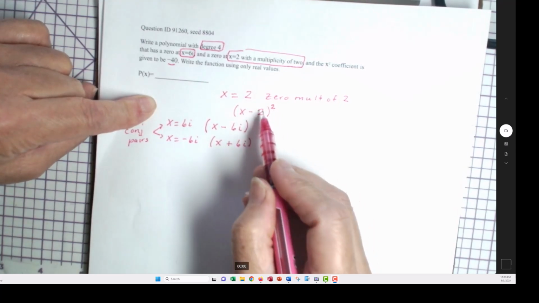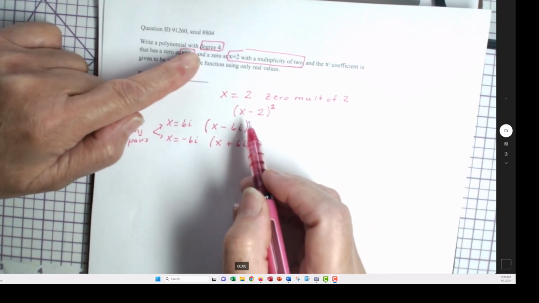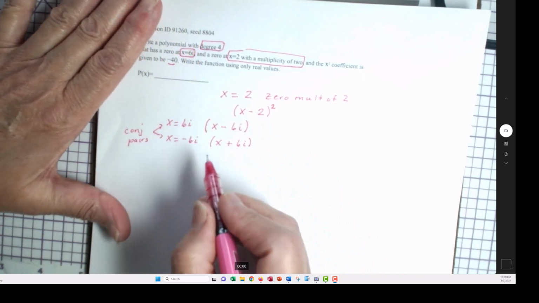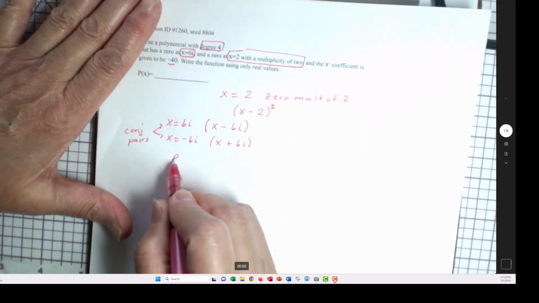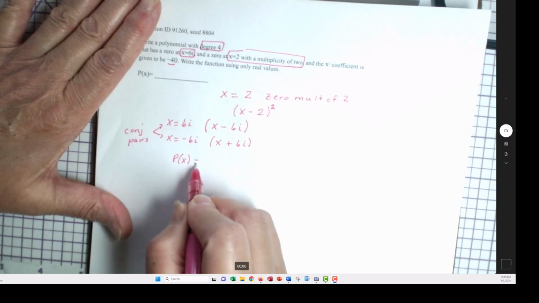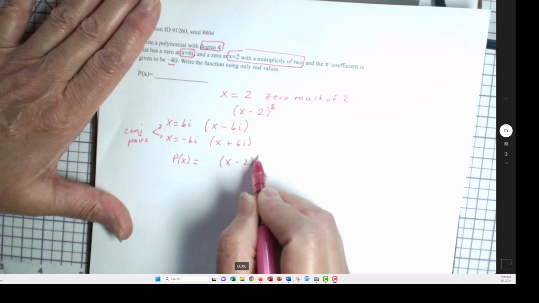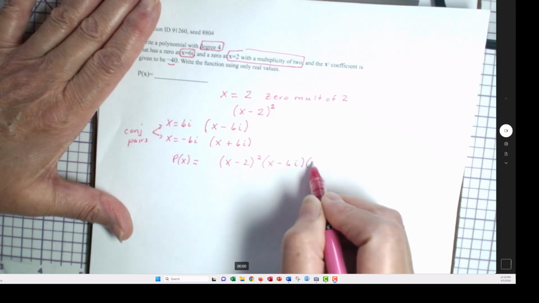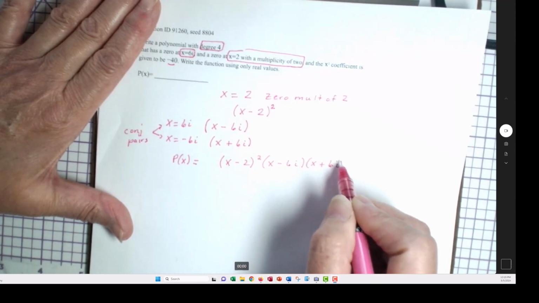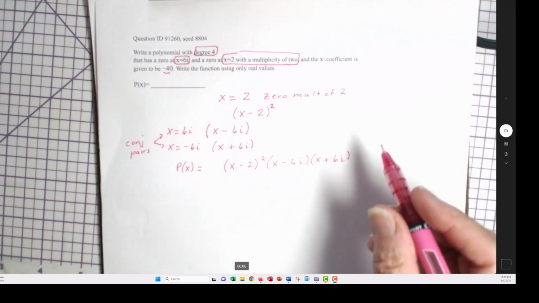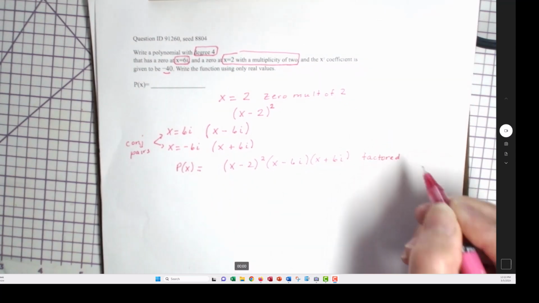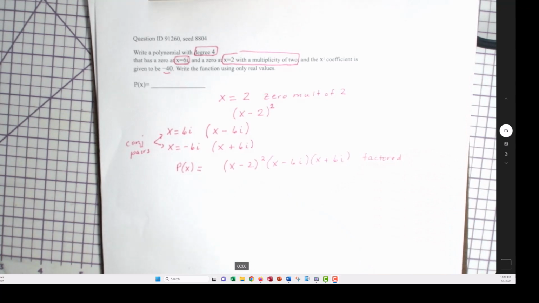So you've got now 4 linear factors, and you know your polynomial is degree 4, so you've got all the linear factors. So you can write p of x equals the x minus 2 squared, the x minus 6i, and the x plus 6i. So let's see, we've got this now in factored form. Let's see what we get when we get this into general form.